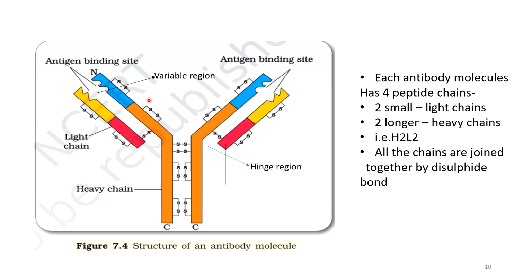So each antibody molecule has 4 peptide chains: chain 1, chain 2, chain 3 and chain 4. Here you can see 2 small ones are known as light chains and 2 large ones are known as heavy chains. And all these chains are joined together by disulfide linkages. Okay, so the light chain is bonded with the heavy chain through a disulfide linkage, as well as the 2 heavy chains are also linked together with the help of a disulfide bond. So this is the overall structure of the antibody molecule.